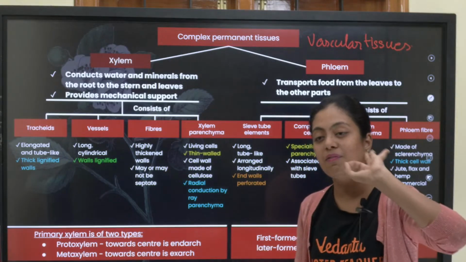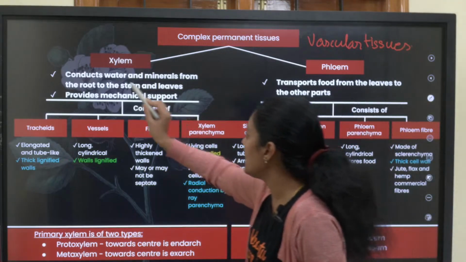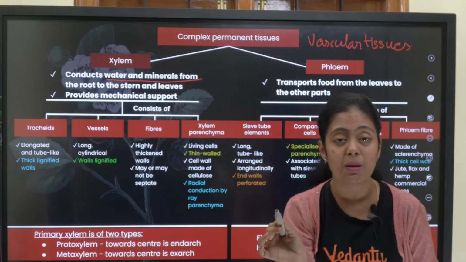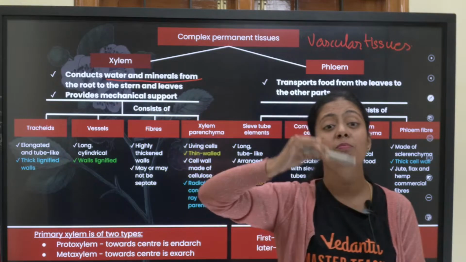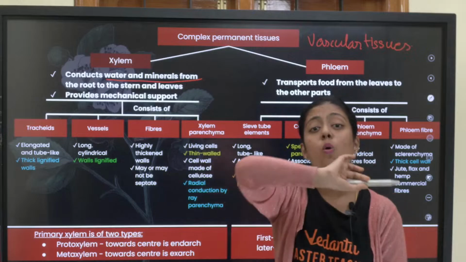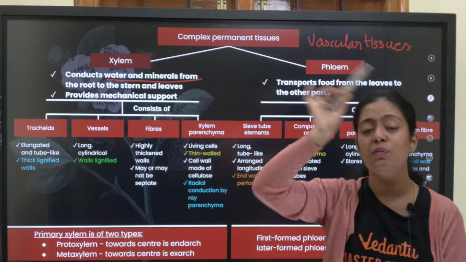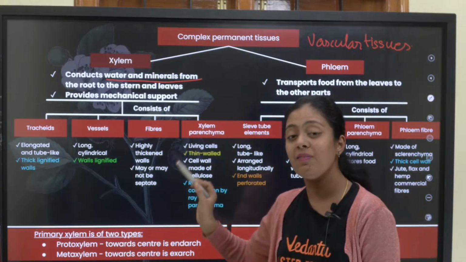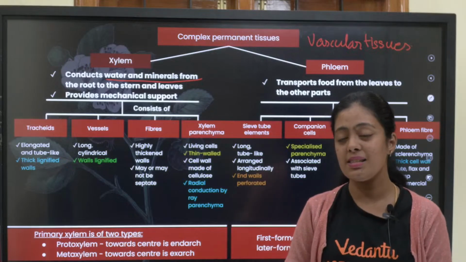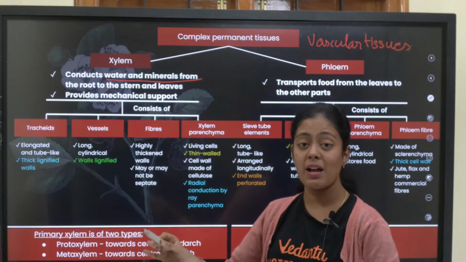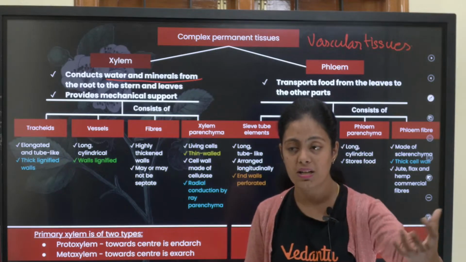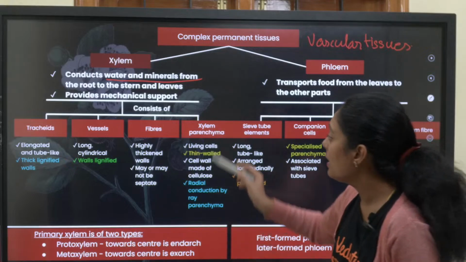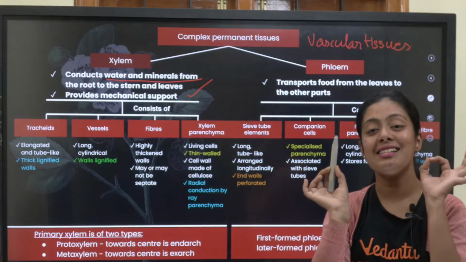Okay, so what is the function of xylem? Xylem conducts water and minerals from the root to all the aerial parts of the plant. Before this we had one chapter, transport in plants, where they explained nicely how the transport of water happens. And one more thing, they provide mechanical support.